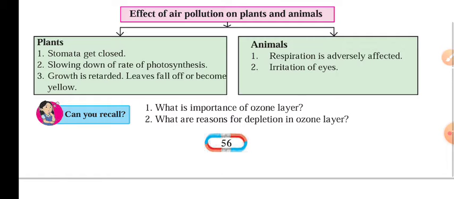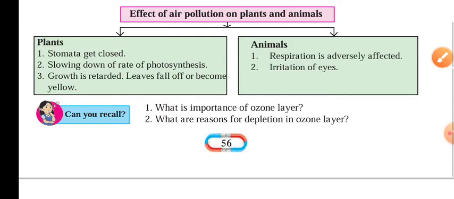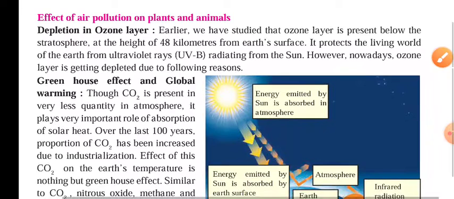Further, effects of air pollution on plants and animals. It's not only the animals, the plants are also affected by air pollution. In this particular part, stomata get closed, the rate of photosynthesis slows down, growth is retarded, leaves fall off and become yellow, animals' respiration is adversely affected, and there is irritation of the eyes. These are the effects on human beings, plants and other animals.